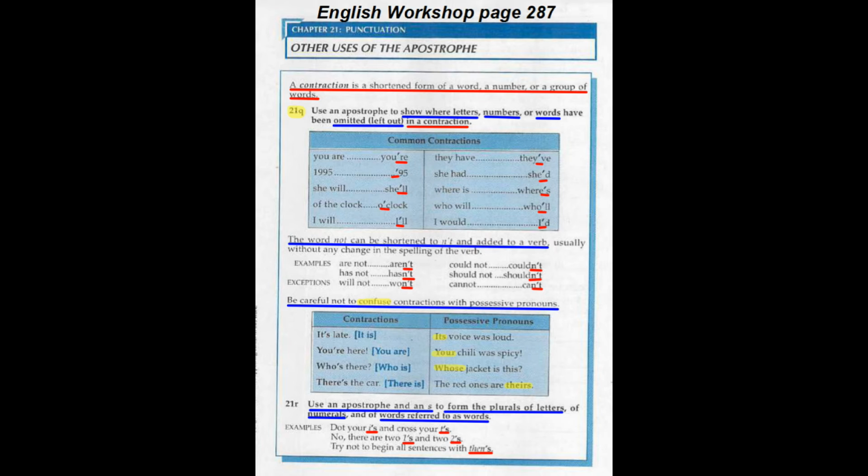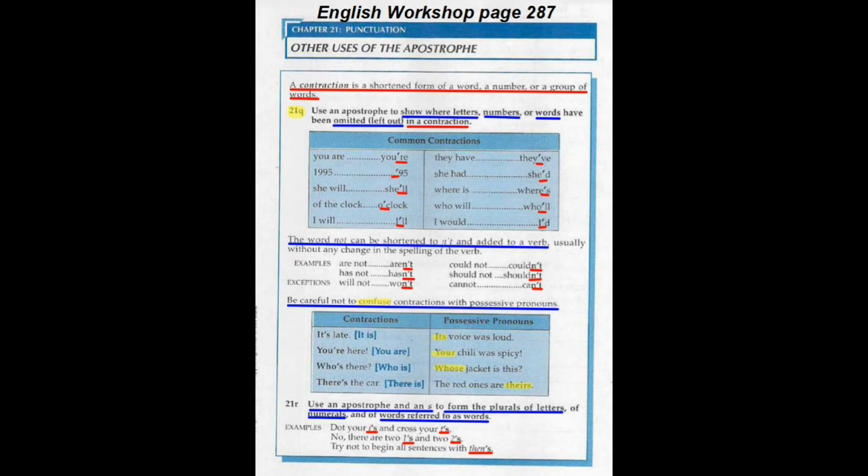Now I also need you to underline the next part of the rule. The word not can be shortened to n't and added to a verb, usually without any change in the spelling of the verb. So notice below, are not can now be aren't, A-R-E-N-'-T. Has not is hasn't, H-A-S-N-'-T. Will not is now won't. The apostrophe is replacing ILL and the O in not. So just look at the other examples there and make sure you're aware of them.